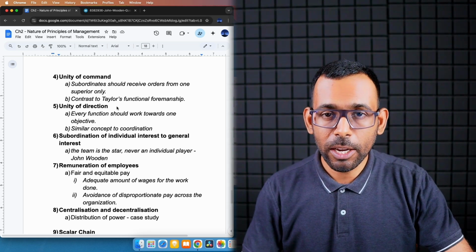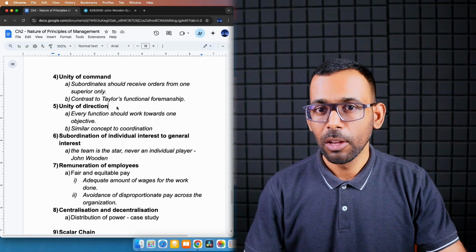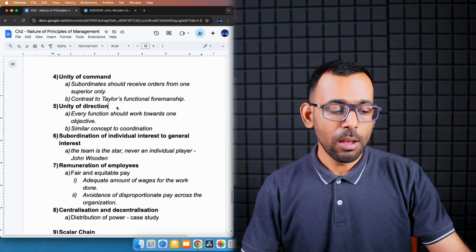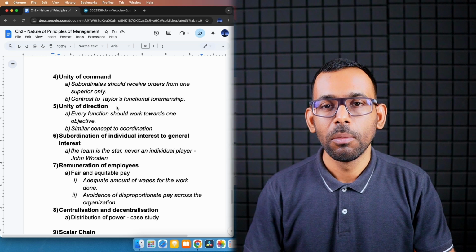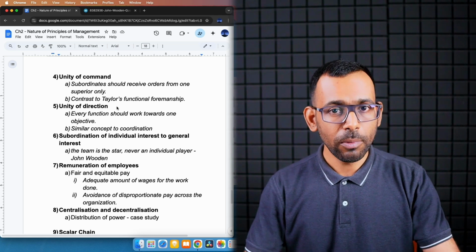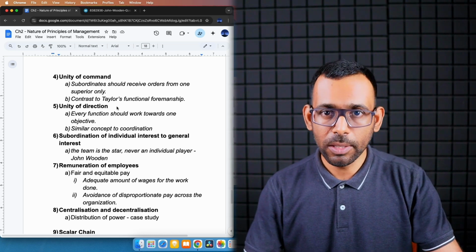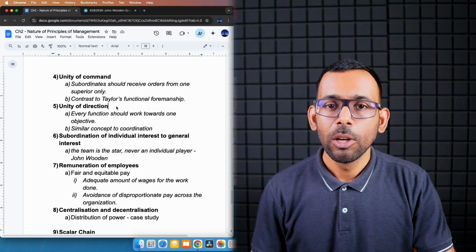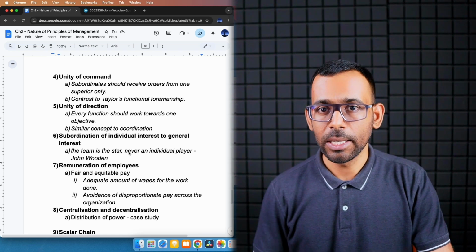The batsman might stay not out at the end. His batting average will only increase based on him being not out. But what happened with the team? The team ultimately failed, isn't it? You lost the game. So that is exactly what should not happen at the organization level.